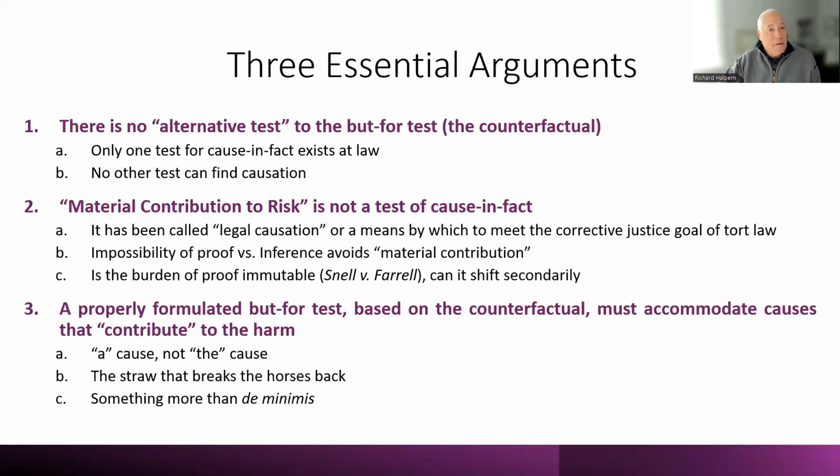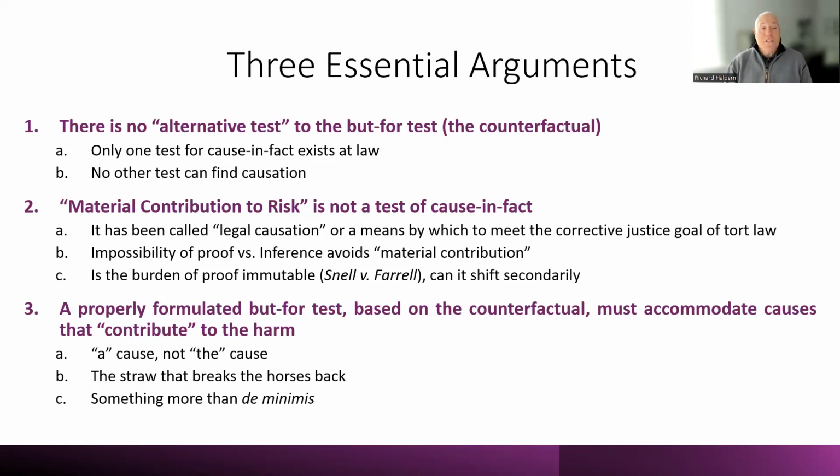So here are my three essential arguments on causation. The first one is there is only one test for factual causation. It's the but-for test. There is no other test. There is no such thing as material contribution when it comes to factual causation. It doesn't exist. And for all practical purposes, each and every one of us should simply assume that the counterfactual but-for test is the only test that we need to look at.